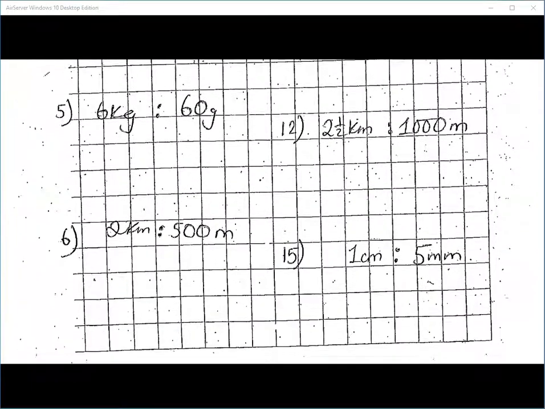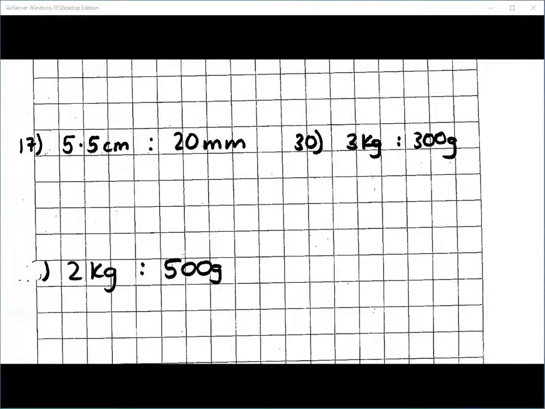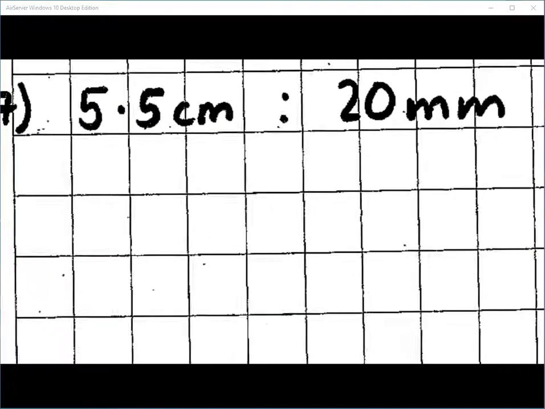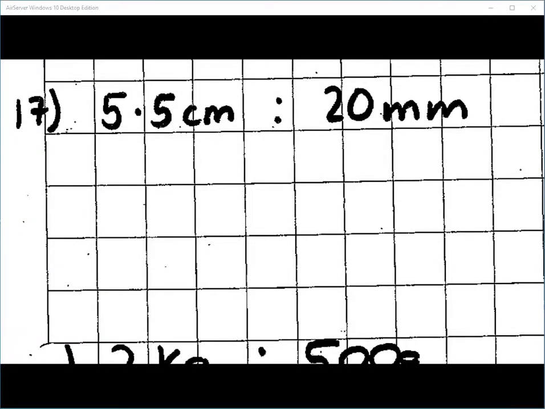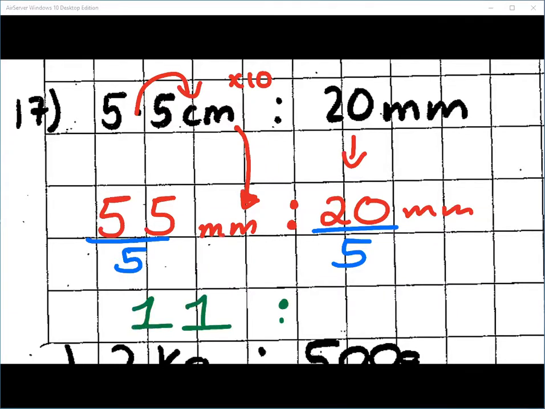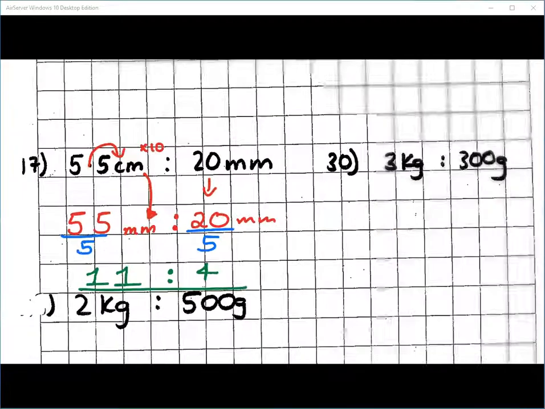Okay, let's choose another. We've got pence, pounds, millimeters, and we even got hours and minutes. What about this one here? 5.5 centimeters and millimeters. What should we change them both into? Millimeters. Fantastic. So we times that by 10. That gives you 55. And that one you just copy down. The other one is 6. Then we start cancelling. What do we cancel it by? 5. So what does that give you as an answer? 11:4 ratio. Finished. So you want to find a unit that you can change them both into, and then you can start cancelling once the units are the same.